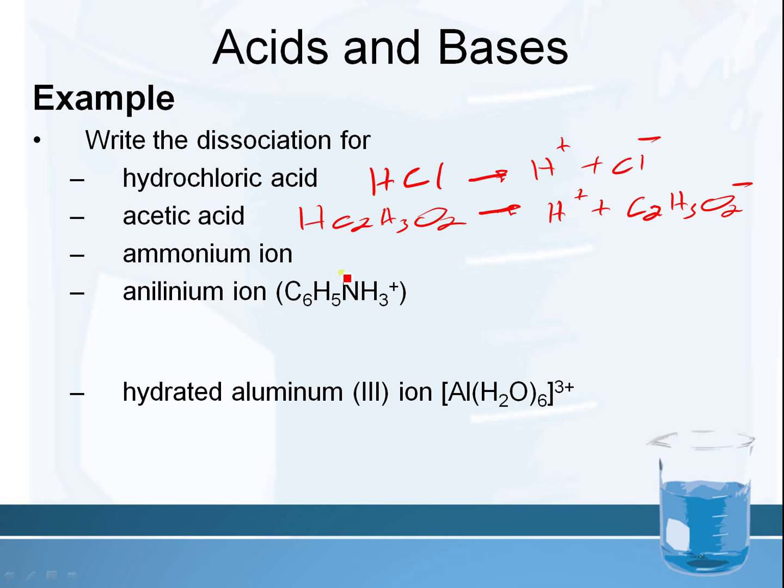Now we're getting to a little more tricky ones. Here we have an ammonium ion. What is that going to break apart into? Well, this is going to break apart into H positive plus NH3. There's no charge on that NH3.